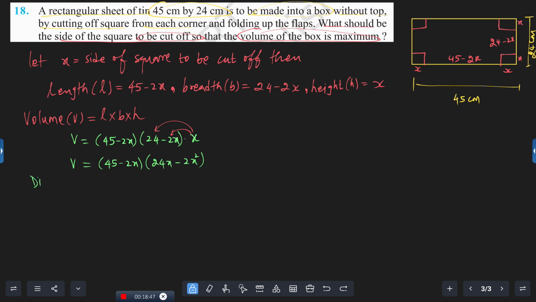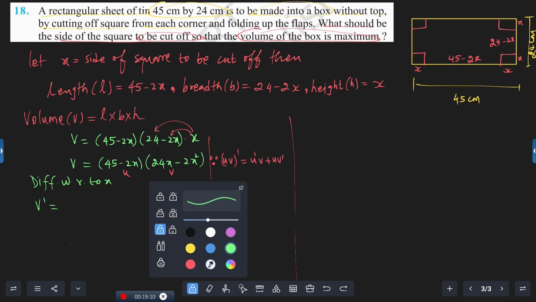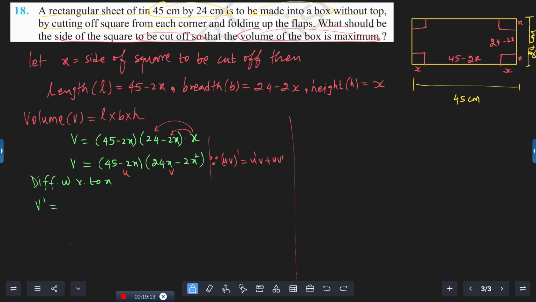Differentiate with respect to x on both sides. Then V dash, I am going to use the UV formula. This is U, this is V. The formula is (UV) dash equals U dash V plus U V dash. So U means 45 minus 2x; when I differentiate, the derivative of 45 is 0, and 2 into the derivative of x is 1. V stays as it is: 24x minus 2x square.